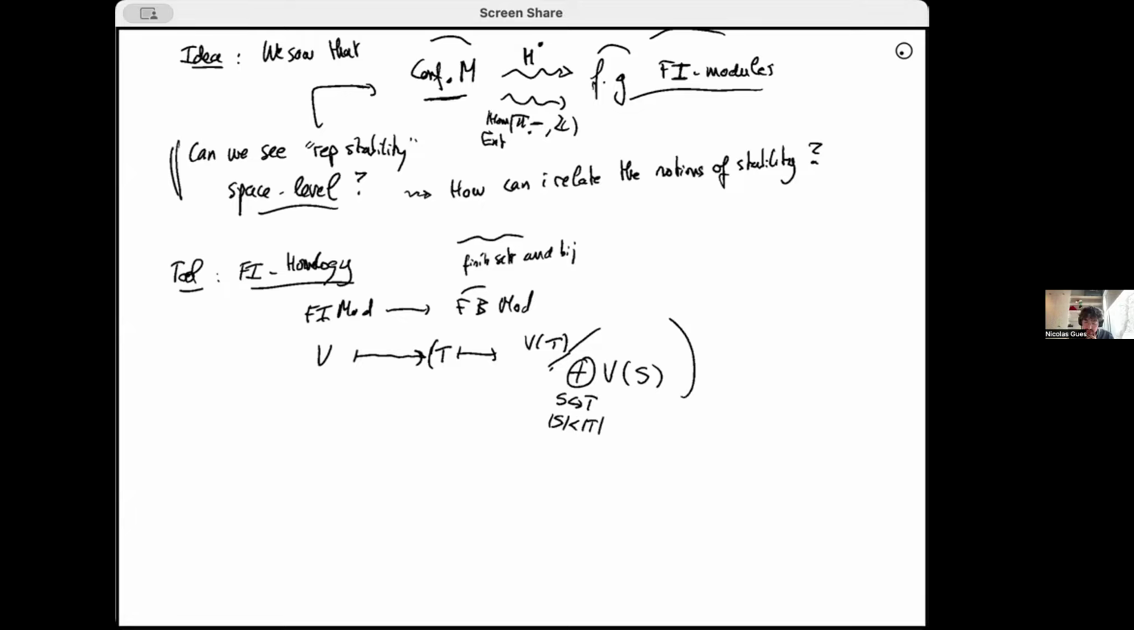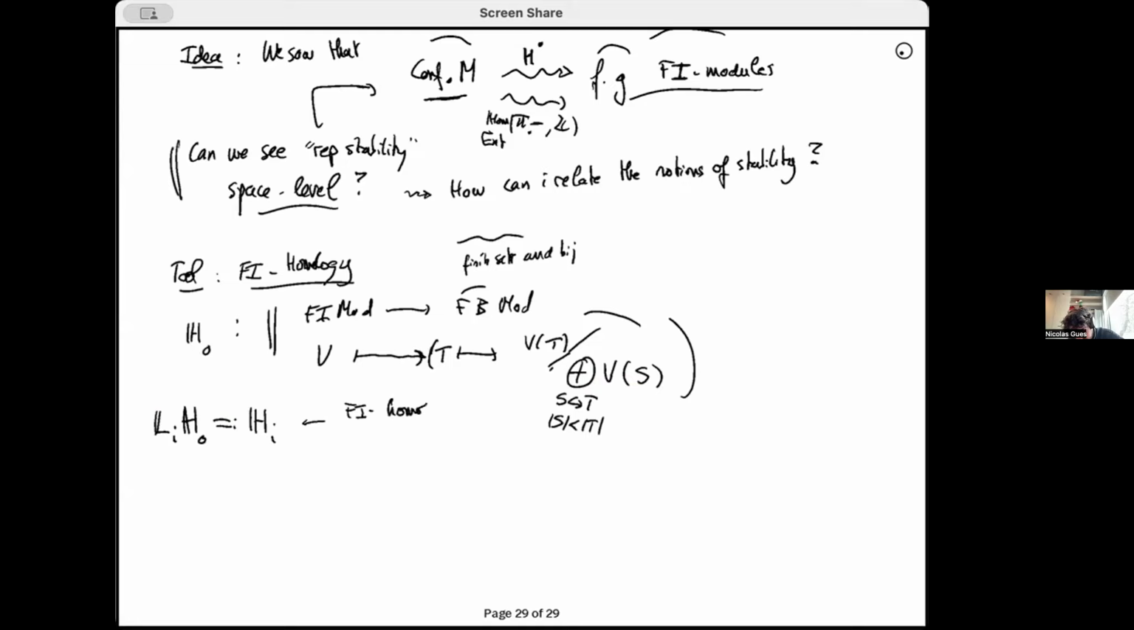It's easy to convince yourself that an FI module is generated by classes in finite degrees if and only if this functor is eventually zero. Because this will mean that V of T is exactly covered by all the images of the smaller things. And I call this functor H0. And you can left derive this to define the ith group of FI homology.